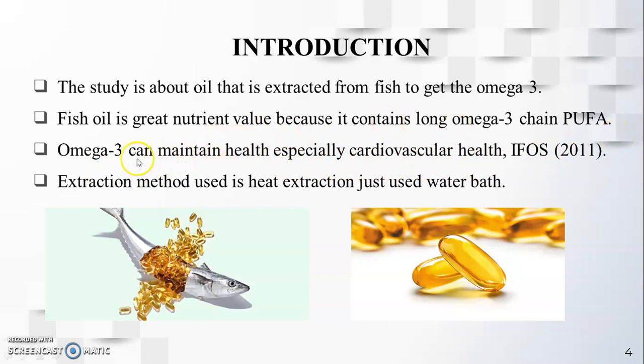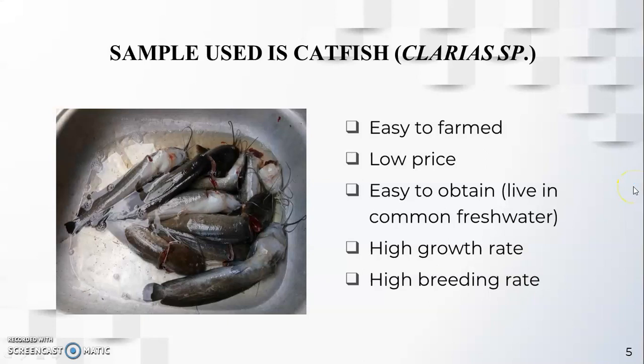So, to extract the oil, the extraction method used is heat extraction, which just involves the use of a water bath. The sample used in this study is catfish, which is Clarias species, because it's easy to farm, low price, easy to obtain, lives in common freshwater, has a high growth rate, and lastly a high breeding rate.